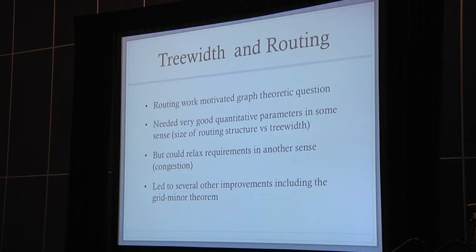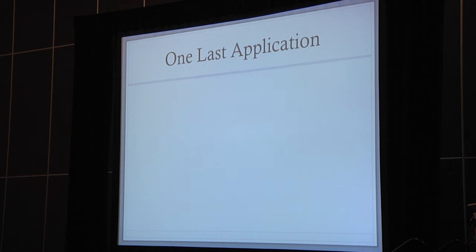We wanted a very good quantitative parameter in the size of the expander we wanted to embed, but we didn't care how much congestion you incurred. So the application motivated a relaxation of the problem, which maybe another application would not have. That allowed certain tools to be used, which eventually led to some improvements, even in the graph theoretic world. So that is the rough outline of the routing application that motivated this work.